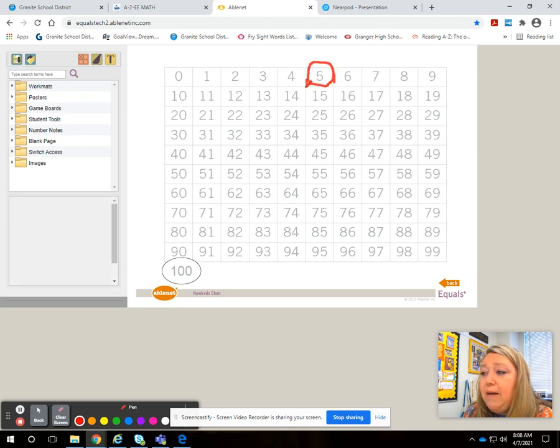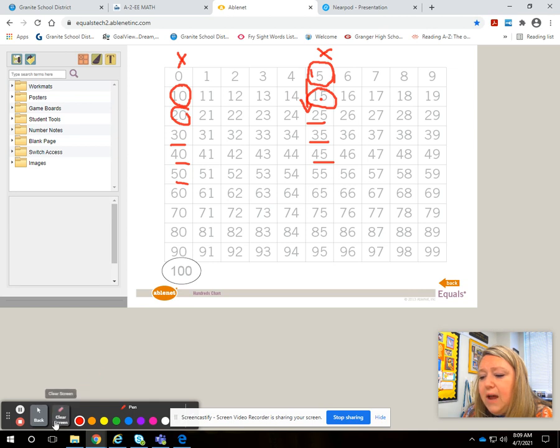If I wanted to count by fives, I can just move down this column, and that helps us count by fives. 5, 10, 15, 20. So we are going back and forth from this column and this column. Okay, so 5, 10, 15, 20, 25, 30, 35, 40, 45, 50, and that's how that works. So we can also use this hundreds chart to count by fives as well.